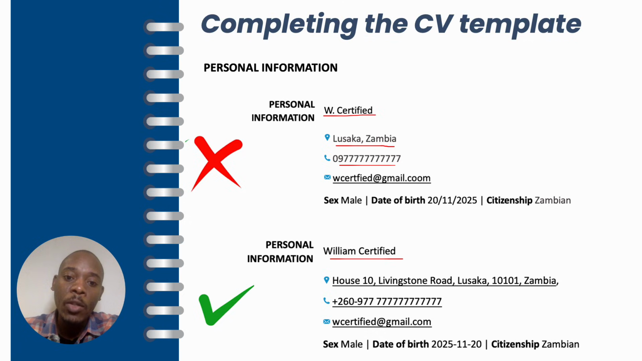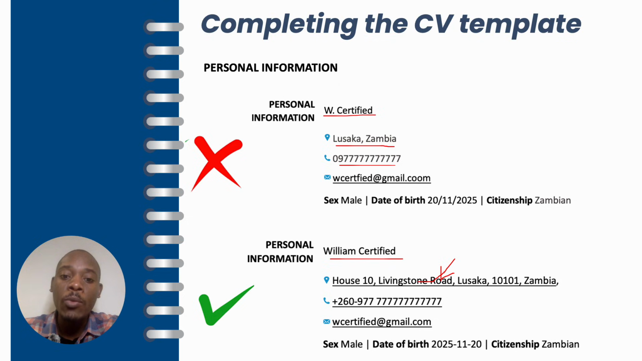As you can see here, you've written W certified, so do not abbreviate your names. You need to provide your names in full. So the full name should be provided. The second thing that we are able to see is that there is a full address that is provided here, as compared to here where this person has just provided the city and the country where they are from. So you provide your full address for yourself.